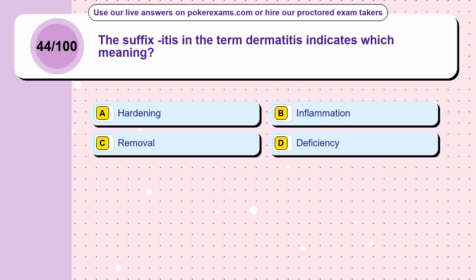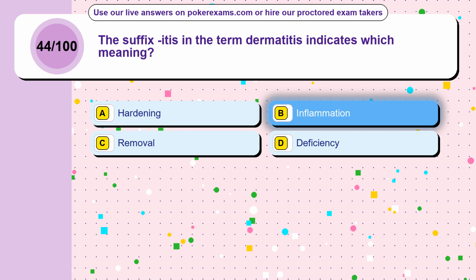Question 44. The suffix itis in the term dermatitis indicates which meaning? Option A. Hardening. Option B. Inflammation. Option C. Removal. Option D. Deficiency. The correct answer is option B.